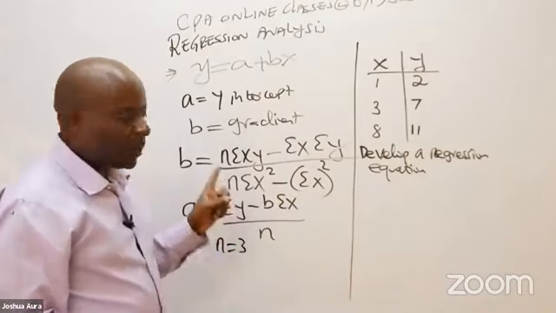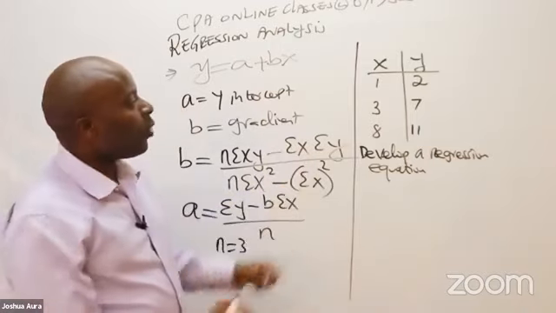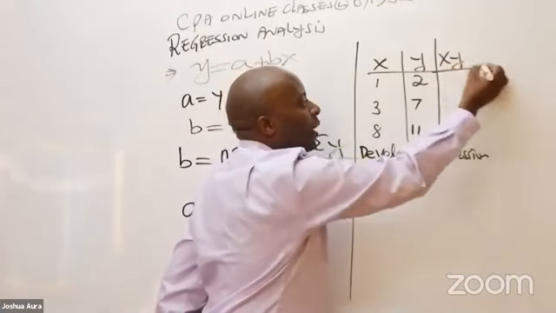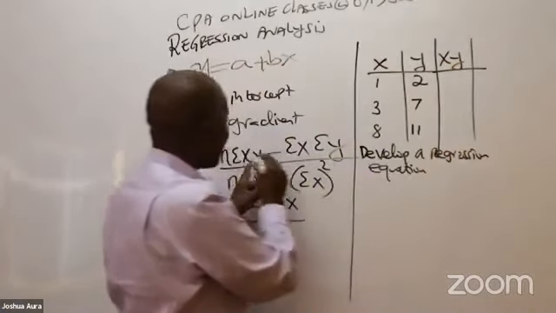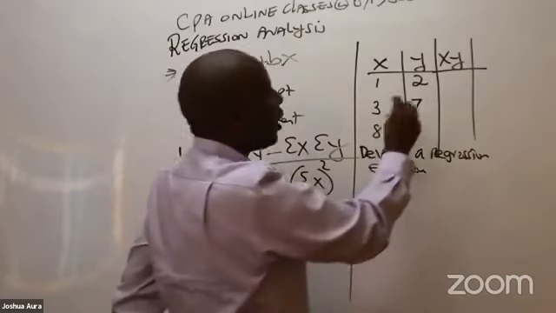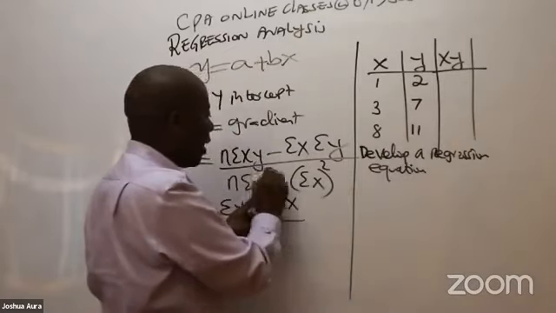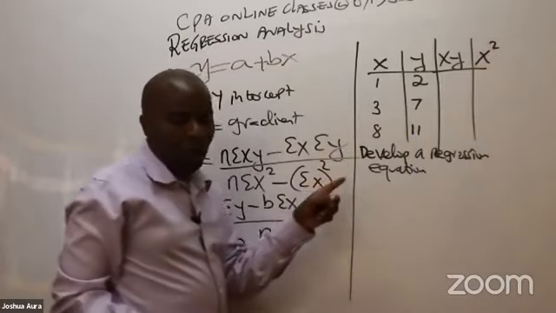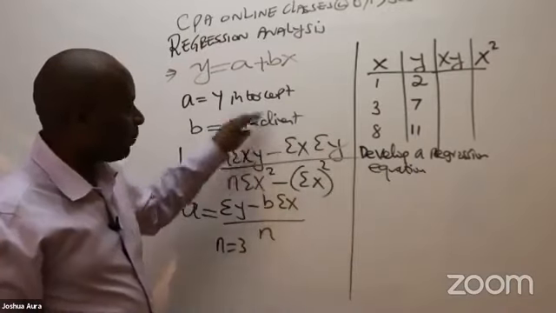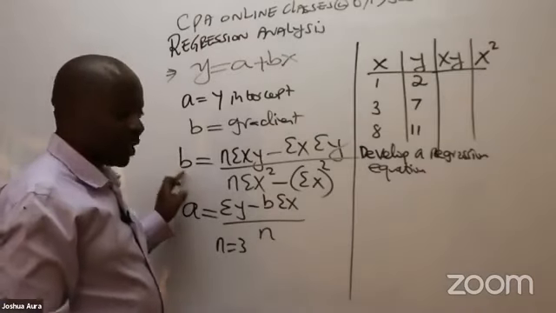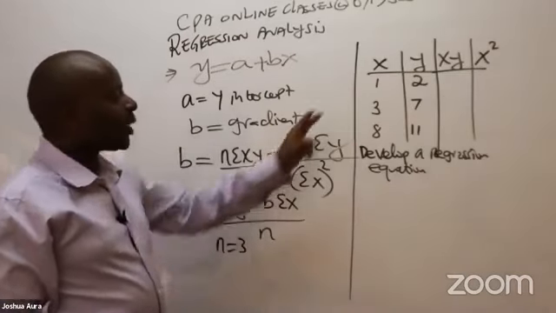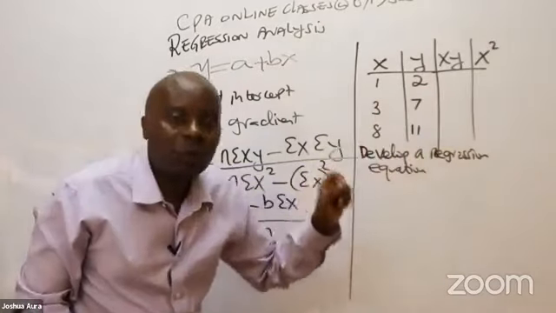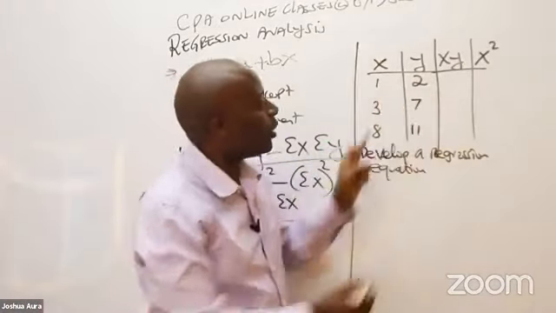Once I have my N, I will create 2 additional columns: a column for getting XY and a column for getting X squared. These will help us get all the parameters we need for getting B and A. So XY means that I'm multiplying, like 1 times 2. 1 times 2 gives me XY, which is 2.